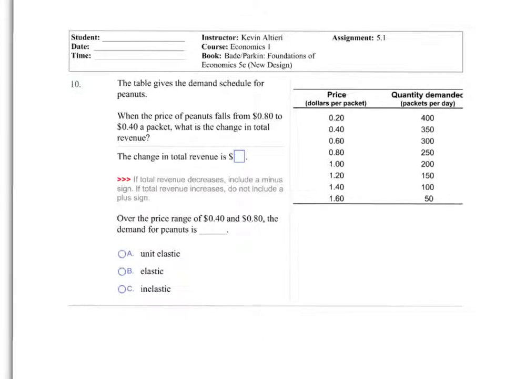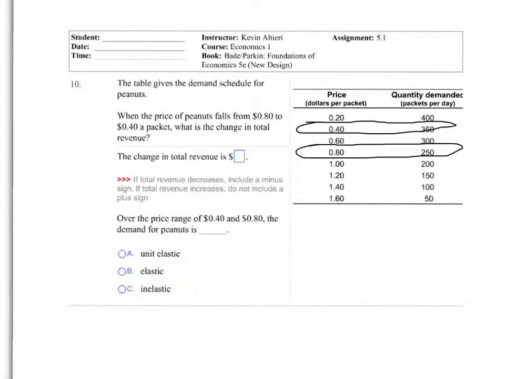Okay, and again, this is a different problem than what you saw in the homework, but it's only different by numbers. It's not different by concept, and so we'll work it out, right? The table on the right gives the demand schedule for peanuts. When the price of peanuts falls from 80 to 40 cents a packet, what is the change in total revenue? Okay, so we're only going to deal with these two parts of the table. We only care about the quantity demanded at 80 cents per packet and the quantity demanded at 40 cents per packet.